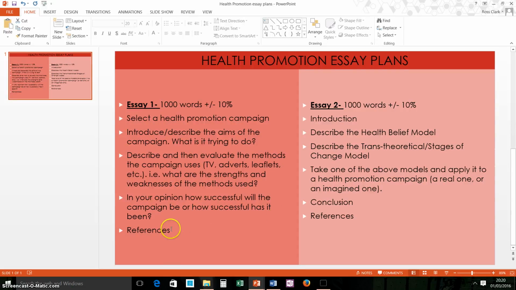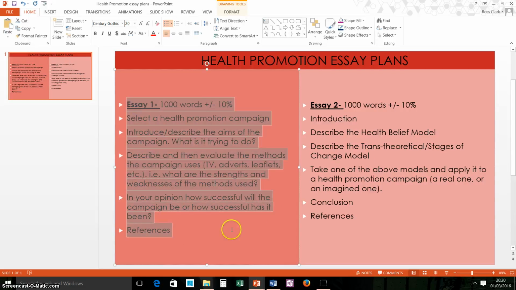For essay 1, basically the reason this is a blended unit is you can choose any health promotion campaign, so it would really be impossible to cover everyone in taught classes. So that's what you've got to do. Two essays, 1,000 words each. These have got to be in week commencing the 18th of April. The actual day depends on when your class is in health studies, sociology.